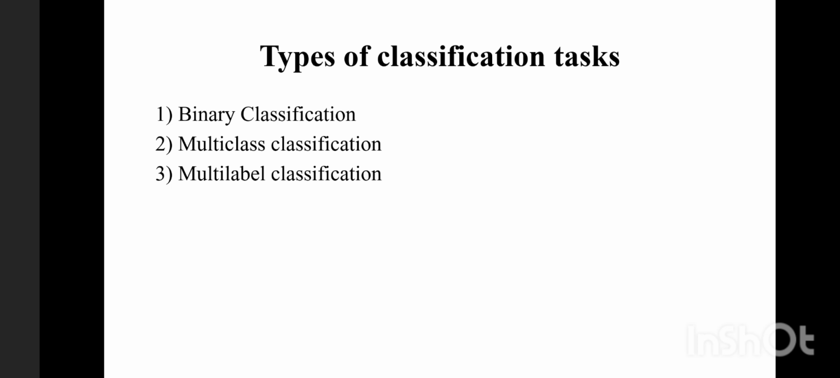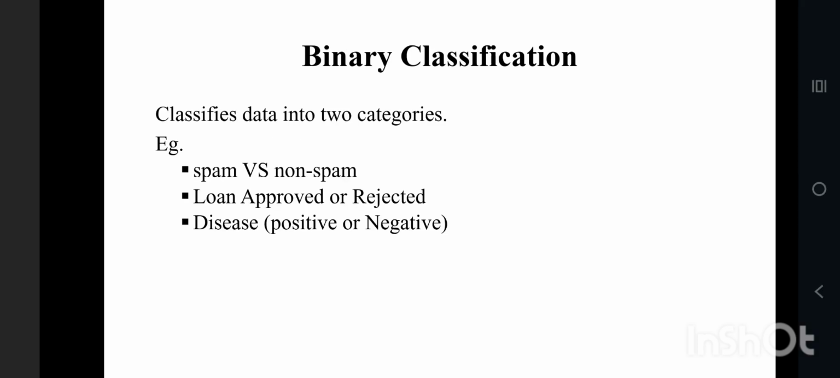Then the important thing is types of classification tasks. Classification tasks are divided into three types: binary classification, multi-class classification, and multi-label classification. Each type is used for different prediction problems. First one is binary classification. Binary classification divides data into two categories. Examples include spam or non-spam emails, loan approval or rejection, and disease prediction. It is one of the simplest classification techniques.